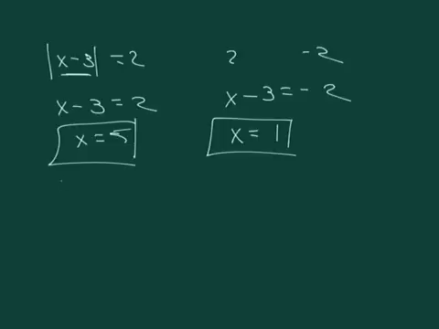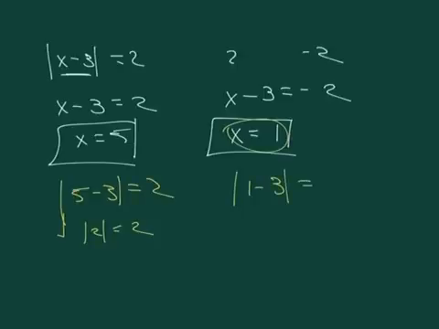So that when you plug them in here, it's a true statement. So let's try that. If x is 5, is that a true statement? Absolute value of 2 is 2? Yes. Alright, let's try 1. Absolute value of 1 minus 3 equals 2. Absolute value of negative 2 is 2. Is that a true statement? Absolute value of negative 2, how far is that from 0? It is 2 away, so yes, it is a true statement. And that's it for lesson 2.5.